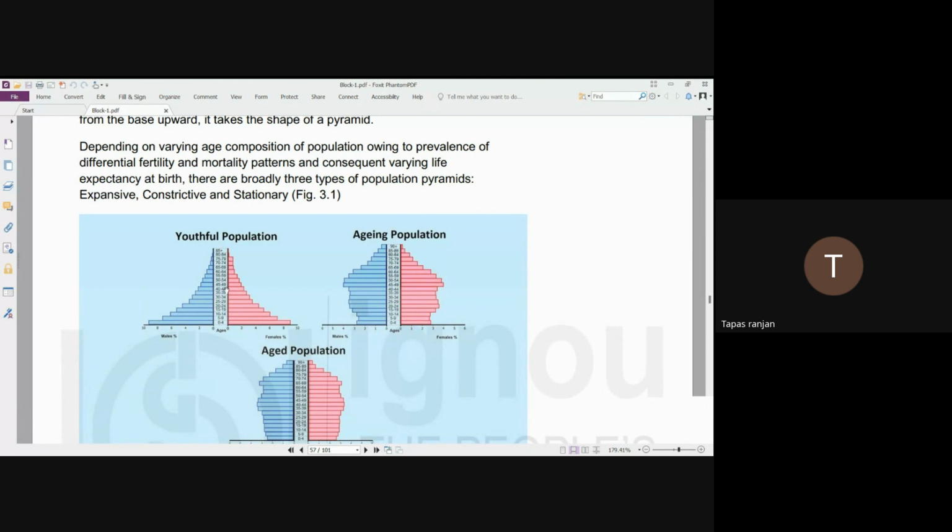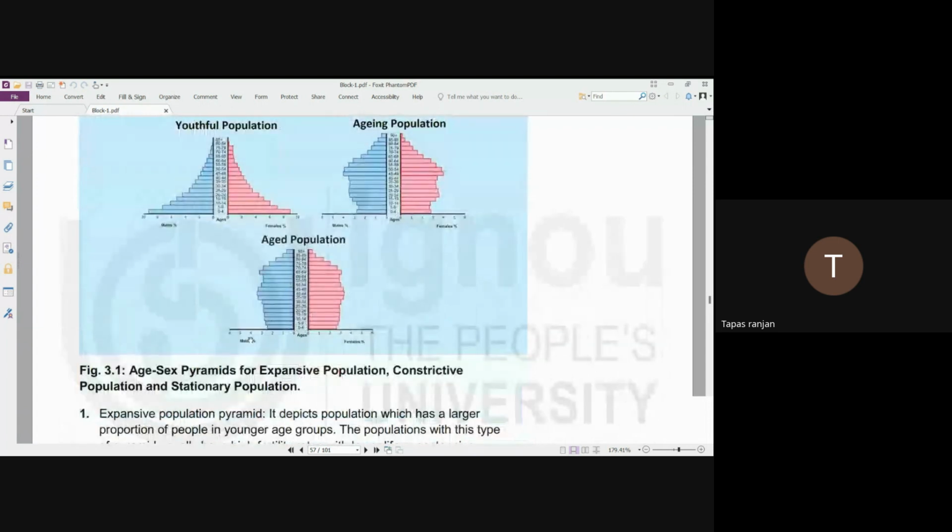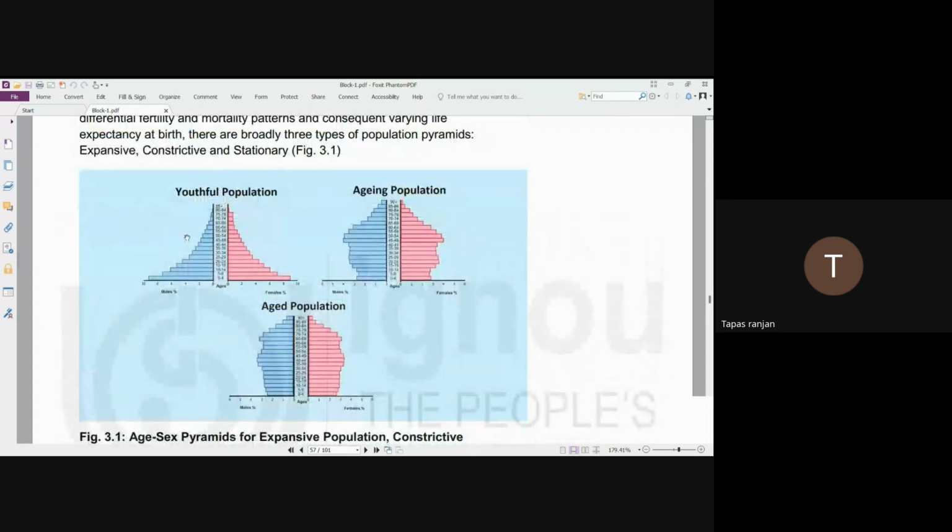Now these are the structures which are basically expansive in nature. This is an expansive structure, and this is a constructive structure. This is a stationary population. So in the demographic transition, the first stage is basically describing a high birth rate and high death rate kind of population.